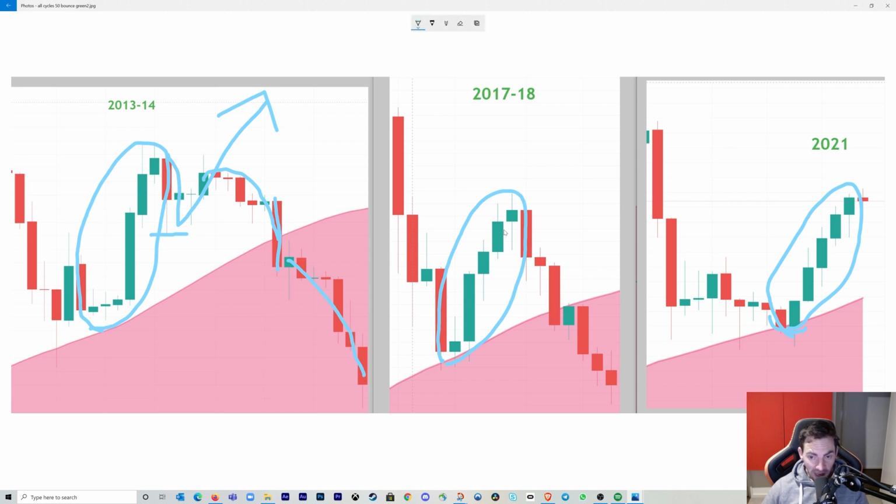Then in 2017, or 2018, after we went up with all the green weeks in a row, we turned around and we just had red, red, red, one green week, red, red, red, crashing through the 50-week moving average. So right now, we've had one close of a red week, and we're currently in the next week.